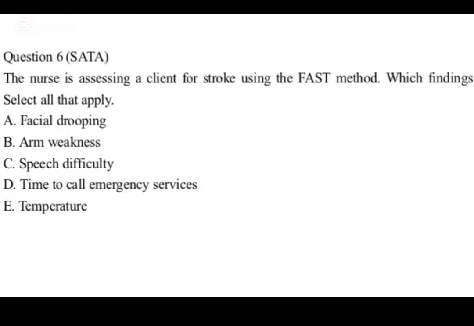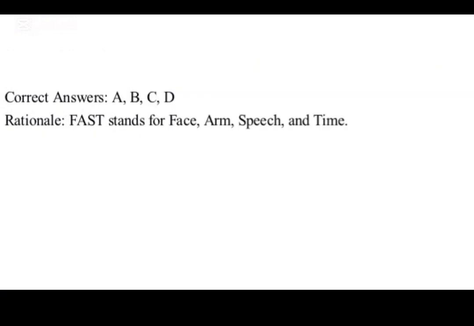Question 6, SATA. The nurse is assessing a client for stroke using the FAST method. Which findings are included? Select all that apply. A. Facial drooping. B. Arm weakness. C. Speech difficulty. D. Time to call emergency services. E. Temperature. Correct answers, A, B, C, D. Rationale: FAST stands for face, arm, speech, and time.